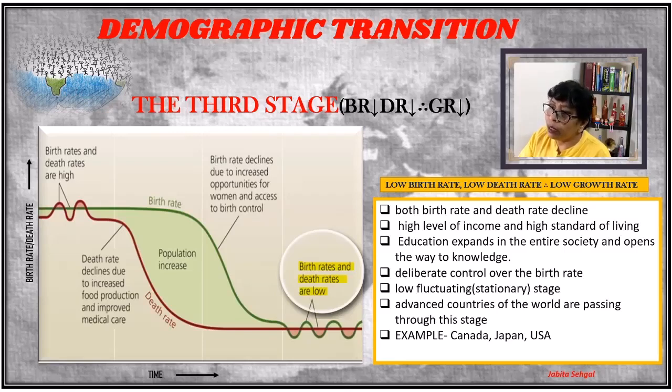Men and women prefer to marry late, their desire to have more children declines, it becomes costly and inconvenient to rear a large number of children. All this led to a deliberate control over the birth rate, along with an already low death rate, brings a decline in the growth of population. This stage is also known as low fluctuating stage. The advanced countries of the world today are passing through the last stage of demographic transition.